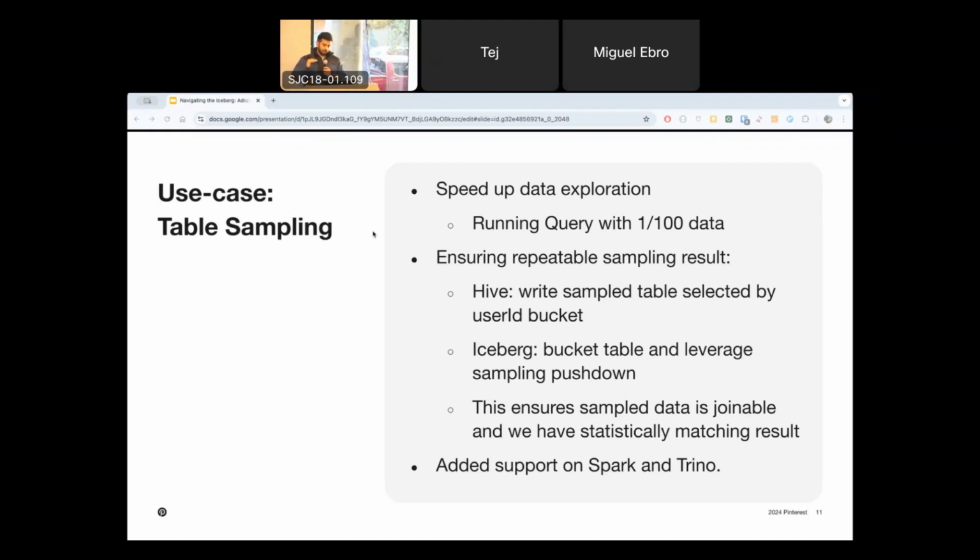To make this happen, table sampling is a function that most of the engines provide. But we made contributions to Trino, and Spark already had it. We just had to make some optimizations there to make sure that when table sampling is called on an Iceberg table, if the table is bucketed, it takes advantage of that.